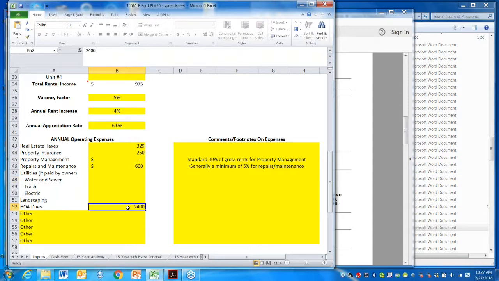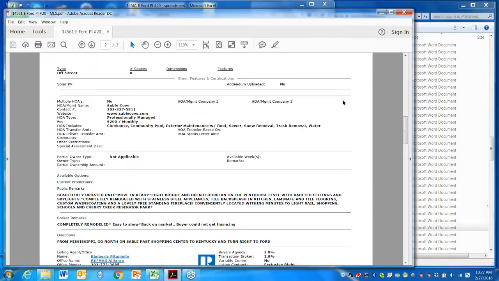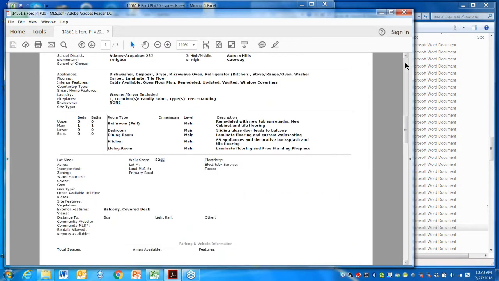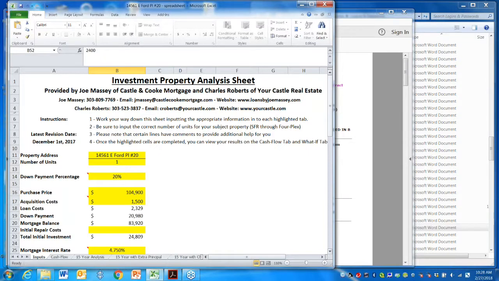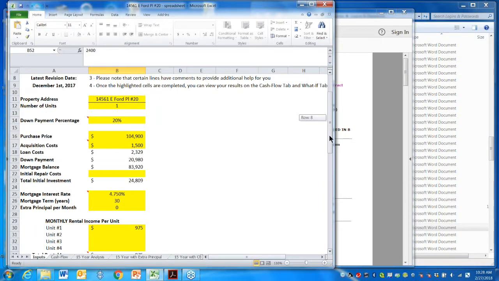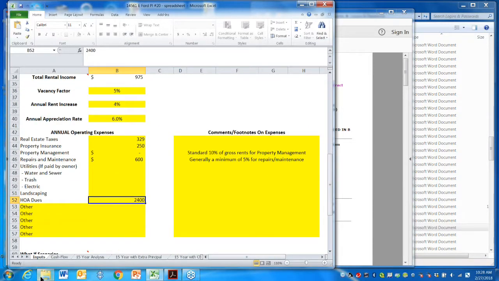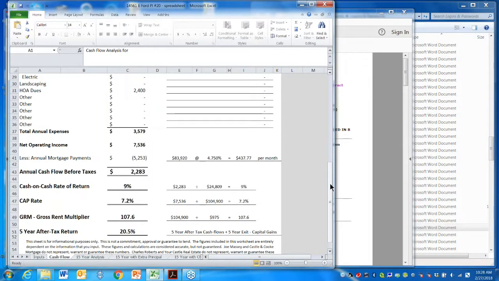And I am now at the end of the input section. This is all I do. I mean, think about it. How long would it take you after you've done 3 or 4? If you have the MLS sheets, you have the data right here, and you've done a couple of these, how long would it take you to fill this out? 20 seconds, 30 seconds? I do it every single time. Why do I do it? Let me click on cash flow, and I'll tell you why.